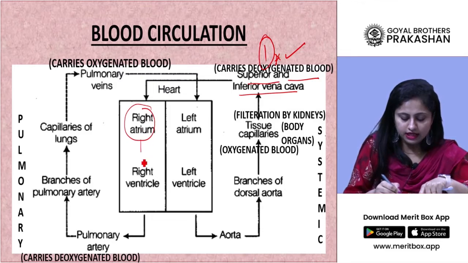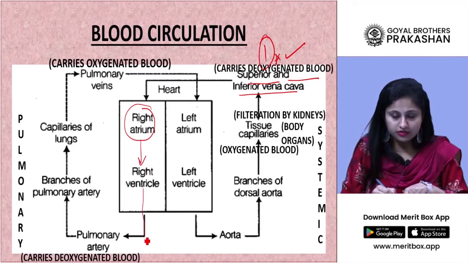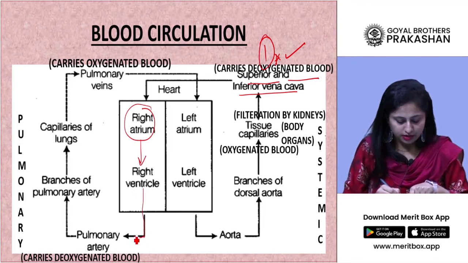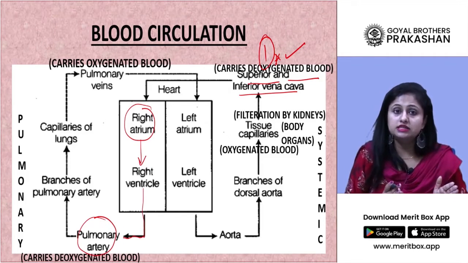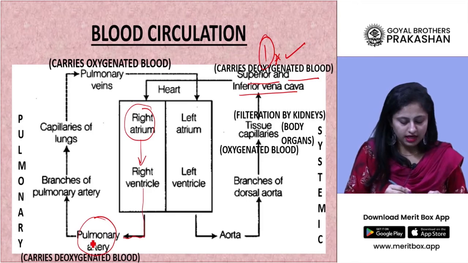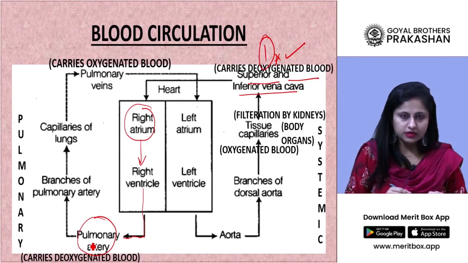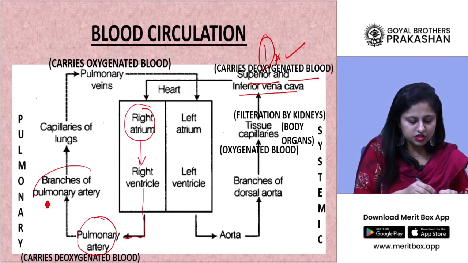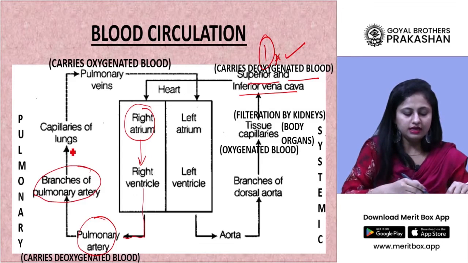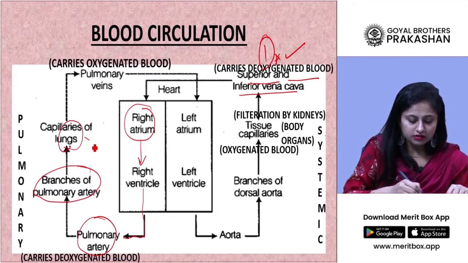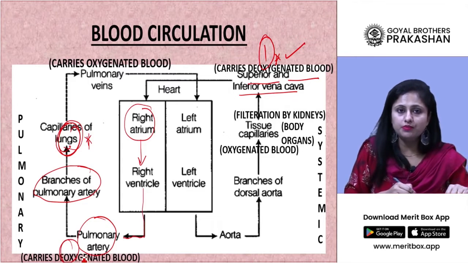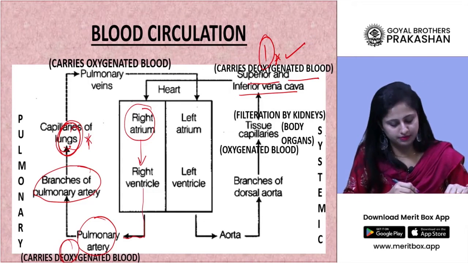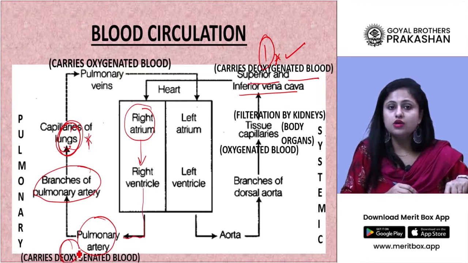Okay, then it moves down, and from the right ventricle the blood goes to our pulmonary artery. Still the blood is deoxygenated, and with the help of this pulmonary artery the blood reaches all the branches of the pulmonary artery and the capillaries of the lungs. Here, with the help of the lungs, this deoxygenated or impure blood gets pure, or it gets oxygenated.